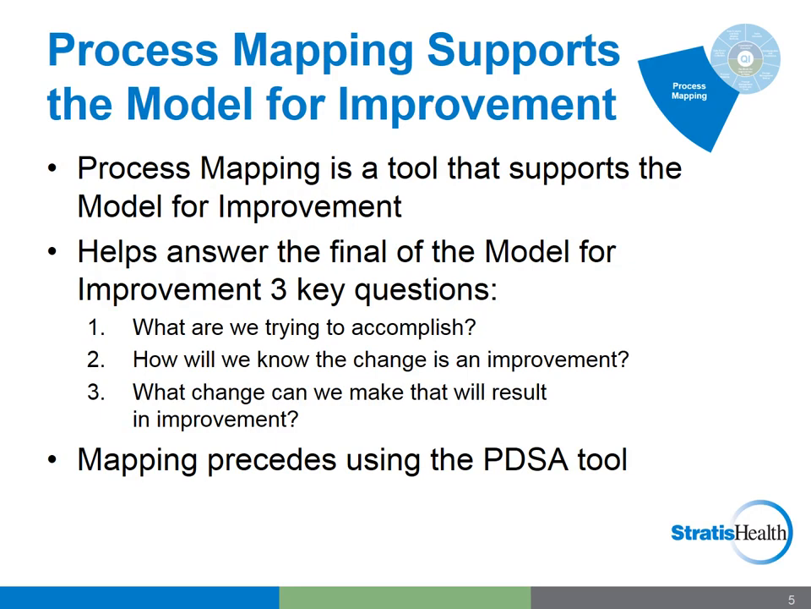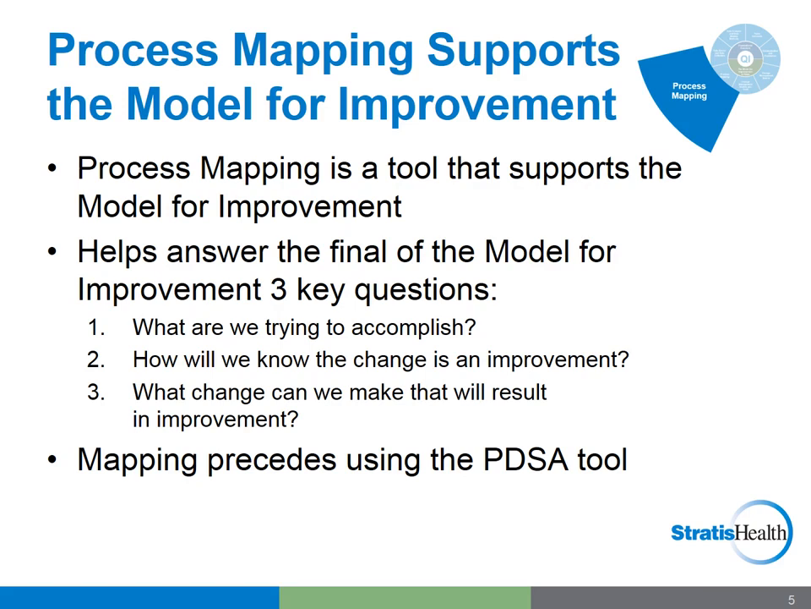When you map out a process, you are gaining insights into how work is actually done, and this helps you answer the third question in the model for improvement. What change can we make that will result in improvement? Once we have diagrammed the current process and understand how the work is actually done, we can begin a discussion around what changes are needed. Additionally, this would be the point where you can apply root cause analysis and utilize the 5 Whys tool to gain insight as to what the problem is that you're trying to correct.